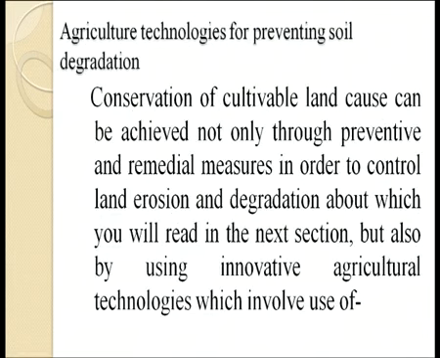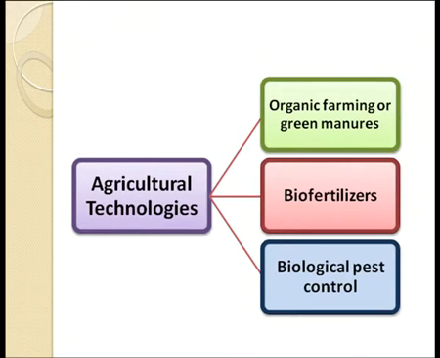Now, agriculture technologies for preventing soil degradation. Conservation of cultivable land can be achieved not only through preventive and remedial measures in order to control land erosion and degradation, about which you will read in the next section, but also by using innovative agriculture technologies which involve use of organic farming or green manure.